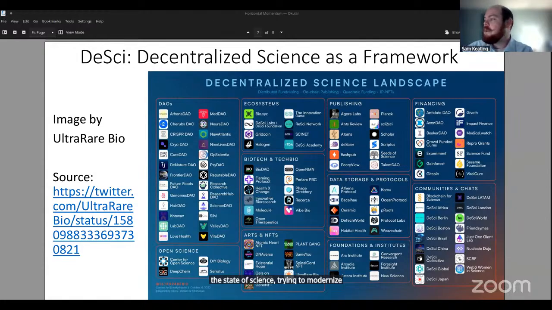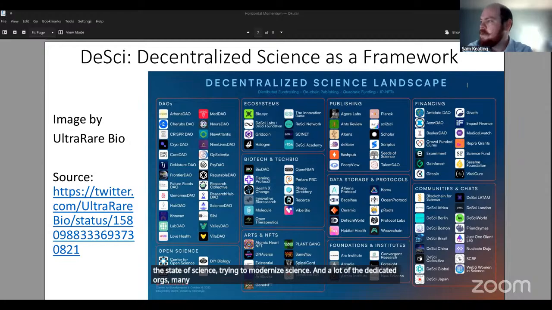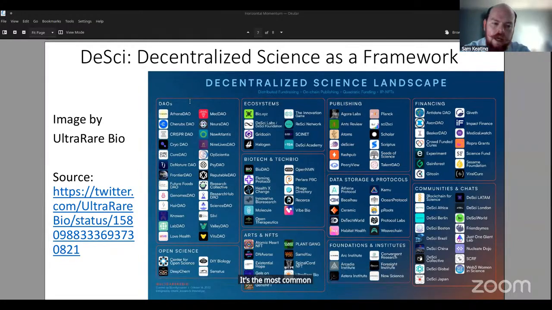And a lot of the dedicated orgs, many of them called DeSci DAOs, DAO is another acronym, Decentralized Autonomous Organizations. It's the most common org vehicle within DeSci. So many of these orgs are DeSci DAOs, even beyond this box that says DAOs. And there are different niches of what specific DeSci DAOs or orgs or initiatives have set out to accomplish.